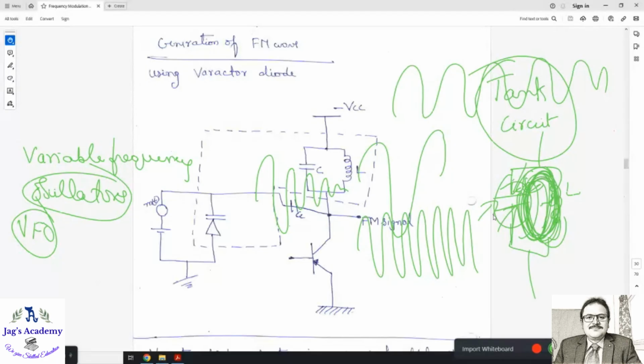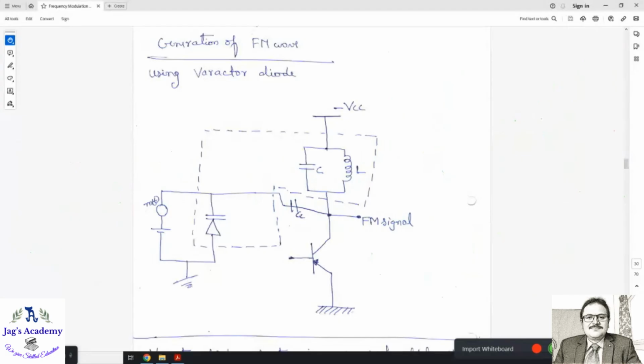Now, how do you make this oscillator produce variable frequency? Remember, these concepts are very important for you. Knowledge is very important. I told you that you have a capacitor and an inductor, L and C. This will produce oscillations, and how it produces oscillations, I have just told you.